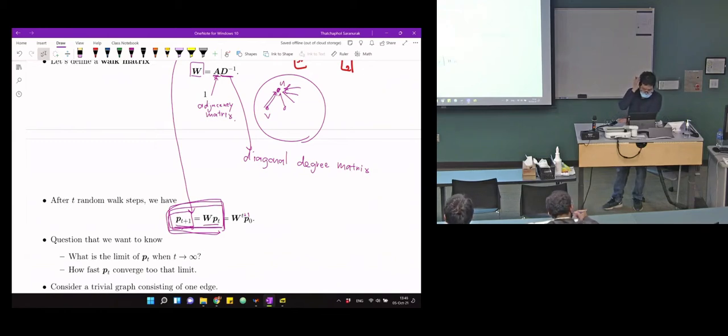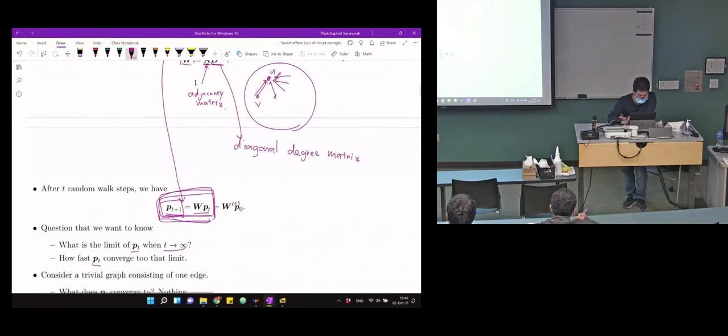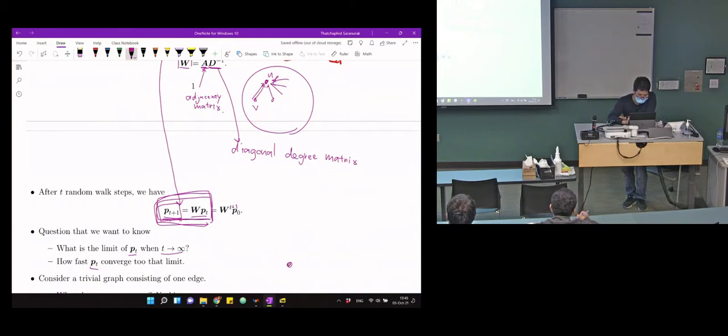And now we can ask more formally, what is p_t when t goes to infinity, and how fast p_t converges to that limit? But let's consider one trivial example: a graph with just one edge. Say this is u and v, and initially I'm at u. Is there a limit for p_t?